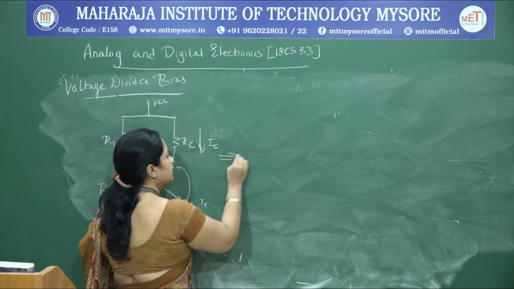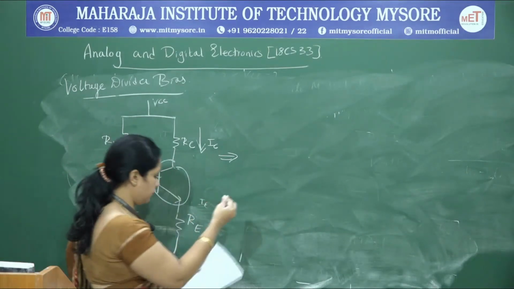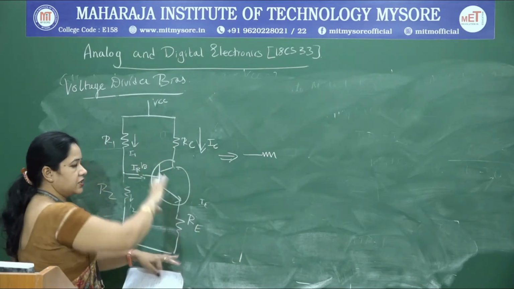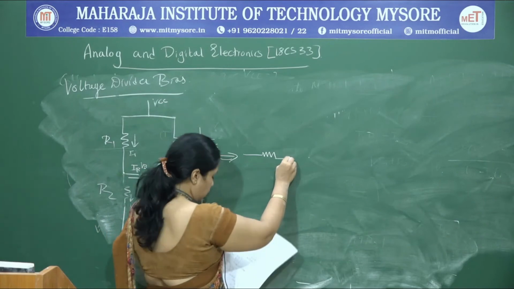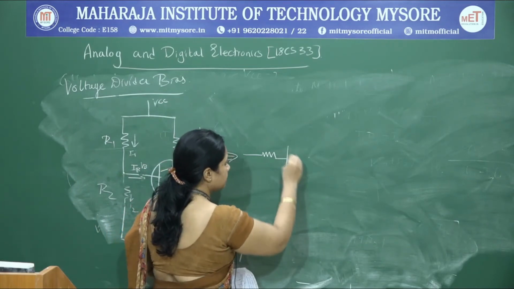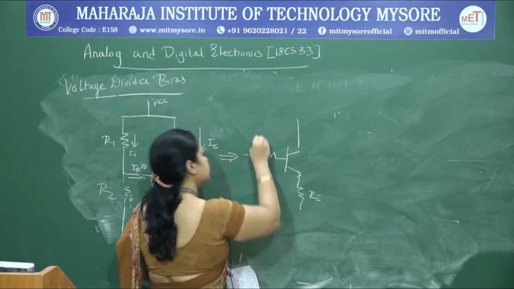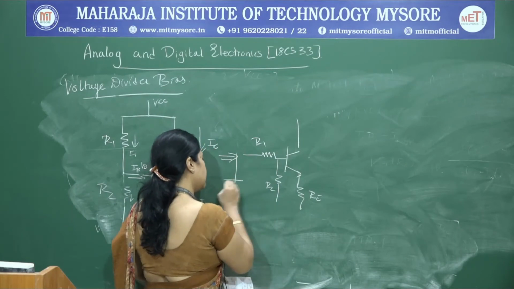So, in the accurate method, I replace this model with a Thevenin's equivalent model. I will just redraw this circuit. So, this circuit looks something like this. I have just rearranged it, we have RE, and this is your R1 and this is your R2, and this is VCC.